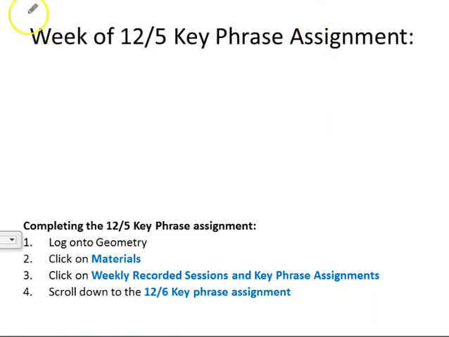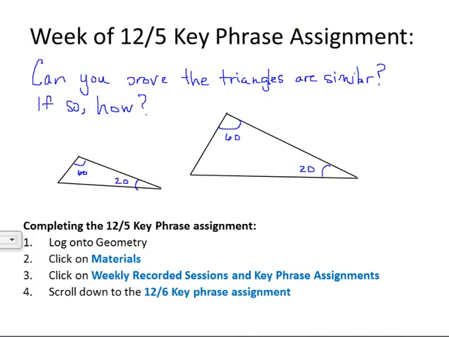All right, so let me put up our key phrase assignment. I have two triangles here below, and I've got some of their angles labeled. I want you to tell me if you have enough information to prove that the triangles are similar, and if so, how. So you learned how this week. You can show triangles are similar. This angle right here is 60. It's hard to see, but that angle is 60 degrees. So that's your question.